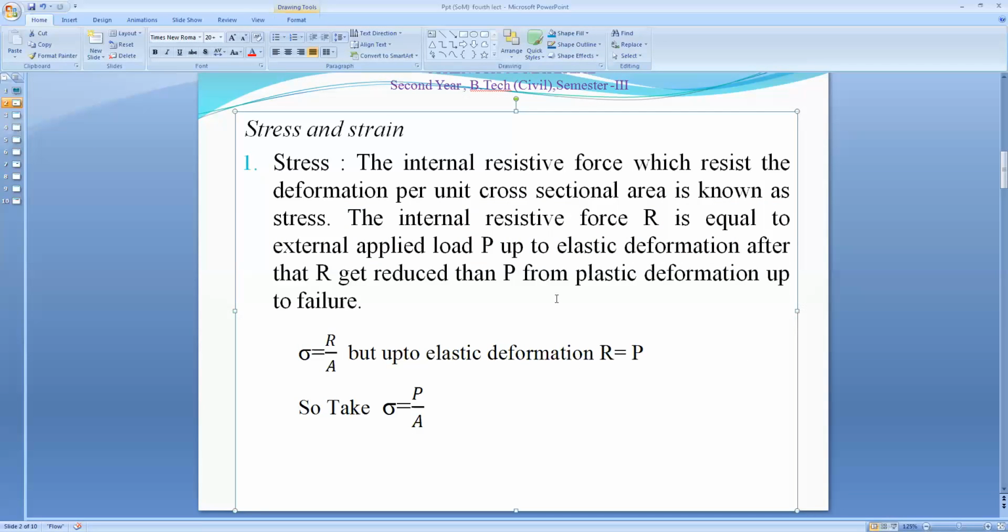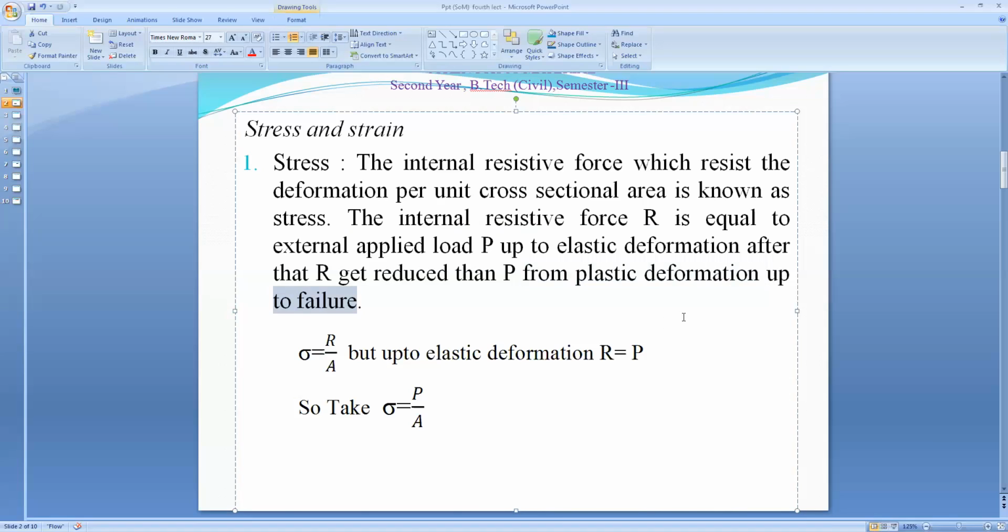But what is the exact behavior of R? Let us see here. Up to the elastic limit of the material, the magnitude of R is equal to the magnitude of P. After that, the magnitude of R becomes smaller than the magnitude of the external agency capital P, from the plastic deformation up to the failure.